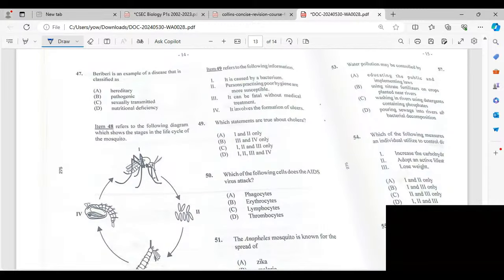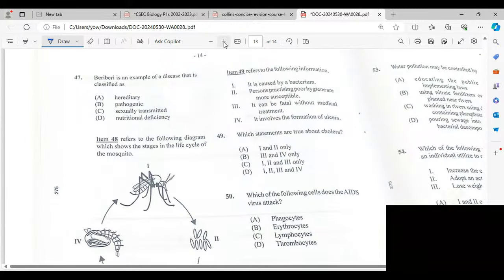47. Beriberi is an example of a disease that is classified as what? Let me zoom in there. Beriberi is a disease that is classified as a nutritional deficiency. 47 is D. Moving on.